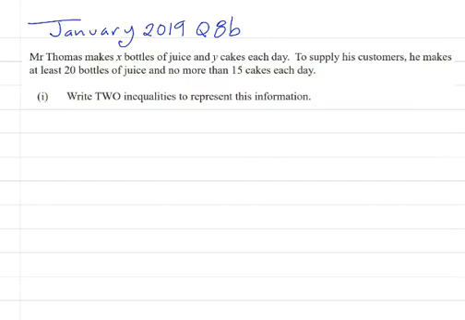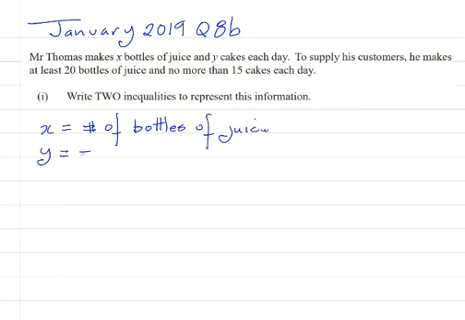January 2018, question 8b. It says, Mr. Thomas makes X bottles of juice and Y cakes each day. So X is the number of bottles of juice, and Y is the number of cakes.